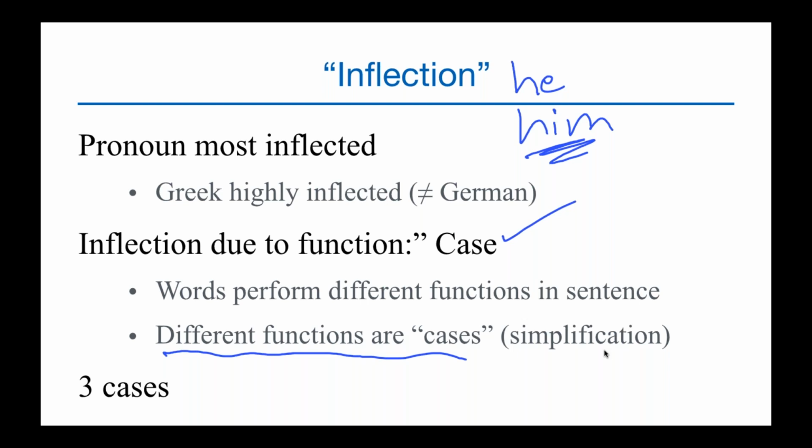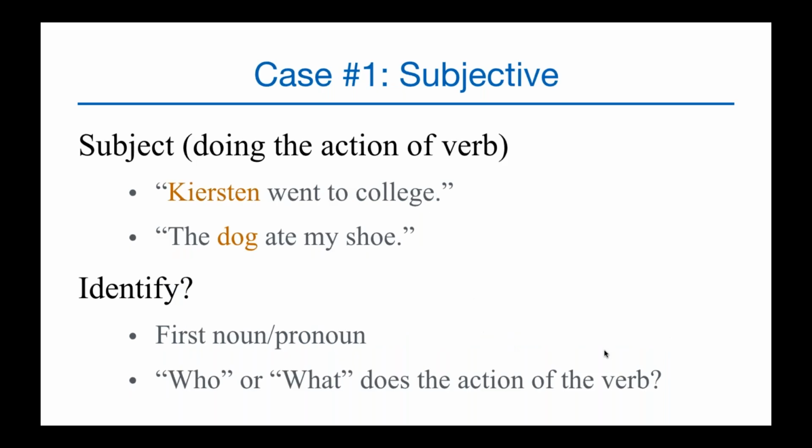He points out here this is a simplification because each of the cases can have more than one meaning or more than one function. So I pointed out to somebody that in the Wallace grammar, which is kind of the main advanced grammar that's used by most people, the Wallace grammar has over 40 uses of the genitive. So it has something to do with function, but it's not just function. All right, and he points out here, English nouns can be subjective. Kirsten went to college. The dog ate my shoe. So it's the thing that is doing the action of the verb.